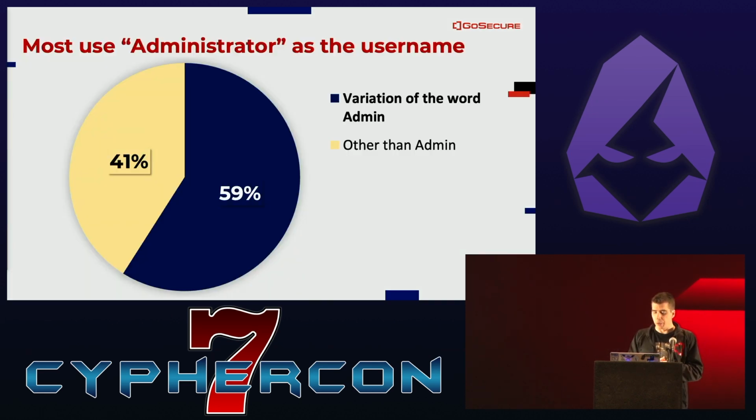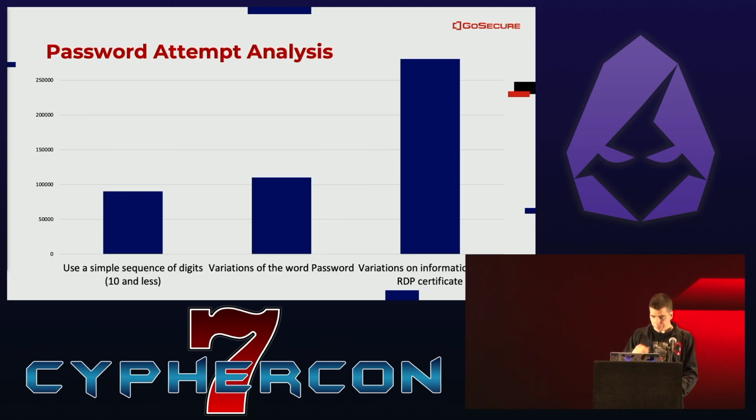Out of this, we can derive obvious things that we can analyze, right? Administrator username. It turns out that variations of the word admin are the most popular usernames that are brute forced. This includes local-specific variants. In French, in German, and in Spanish, we can see administrator translated, and it's very much used. So this is what we mean by variation of the word admin. And then other than admin represent 40%.